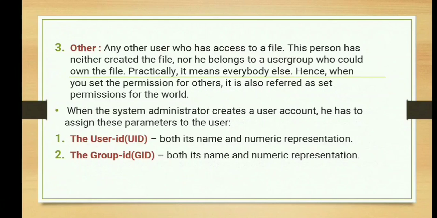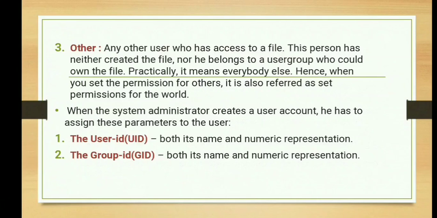Now moving on to our next part, to understand what UID and GID are. UID and GID are simply the parameters that are assigned to the user when the system administrator creates a user account. Unix-like operating systems identify a user by a value called the user identifier, that is UID, and identify a group by the group identifier, that is GID. Both are used to determine which system resources groups or users can access.